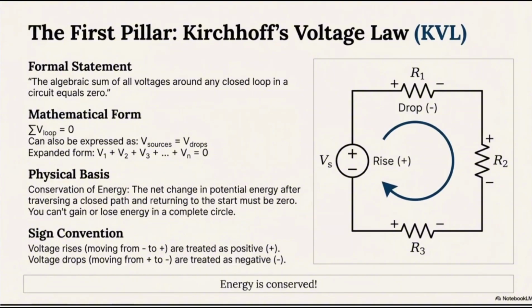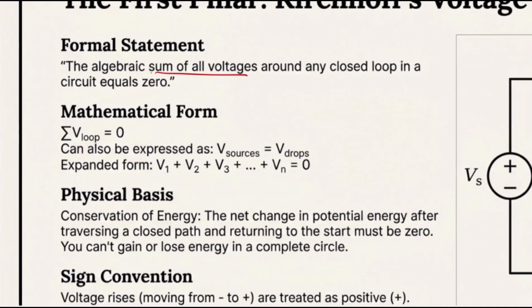The algebraic sum of voltages. By the way, why are we talking about algebraic? Because some of the voltages could be positive, some of them could be negative. Around any closed loop, we talked about it as a loop and a closed loop, in a circuit equals 0.